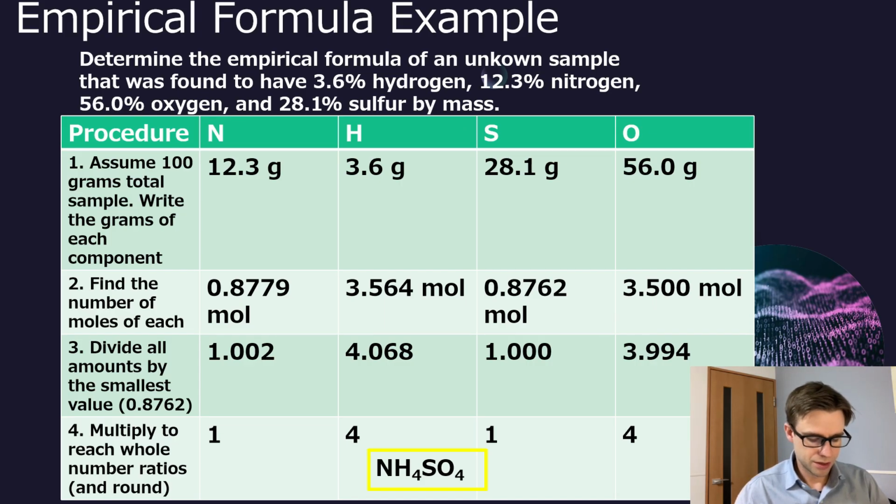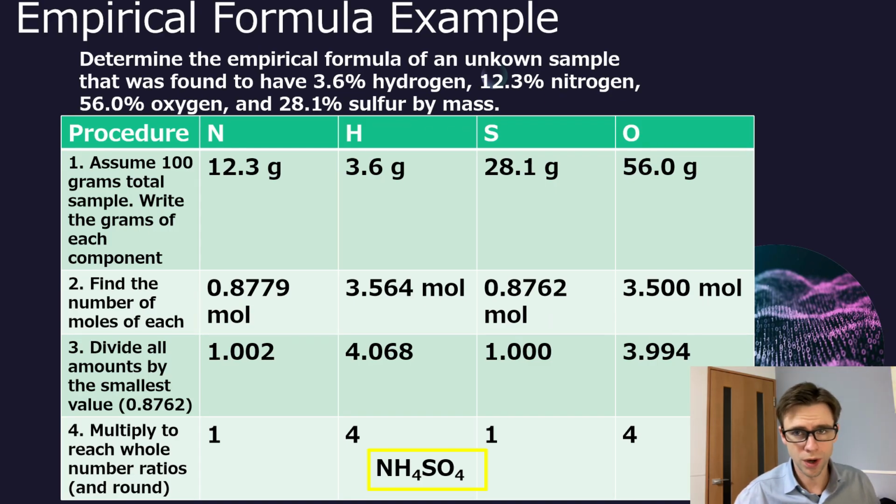Okay. So these are not quite whole numbers, and that will happen just because of the precision and significant figures of the numbers that we use and whoever measured these percentages also. So it's not going to be exactly right, but you need to then round these numbers. Okay, so 1.002 rounds to 1, 4.068 rounds to 4, 1 rounds to 1, and 3.994 rounds up to 4. And those numbers are the subscripts of the elements that will be in the empirical formula. So N is 1, H is 4, S is 1, and O is 4.